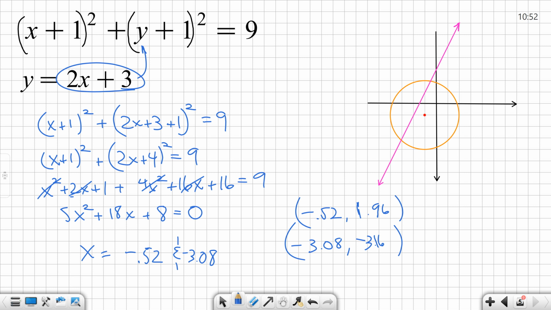Do you need the graph? No. Should you bother drawing the graph? That's entirely up to you. Some people are going to want the graph to have an idea of where they're working towards. Am I going to get 2 answers? Am I going to get no answers? So what's it going to look like when I get no answers?